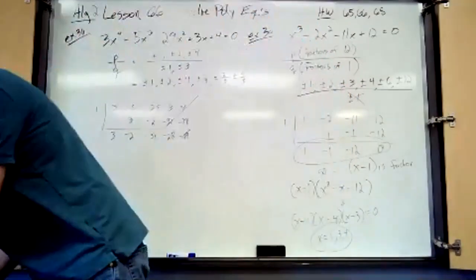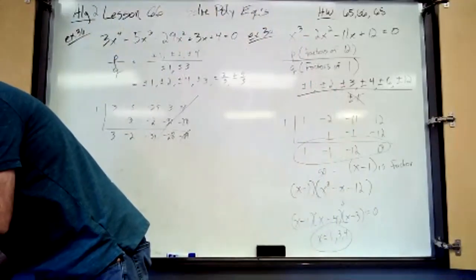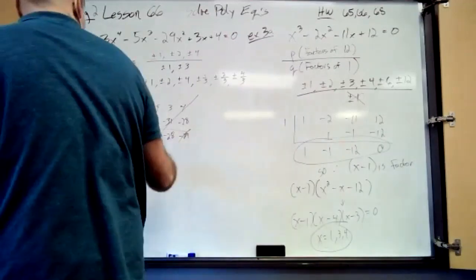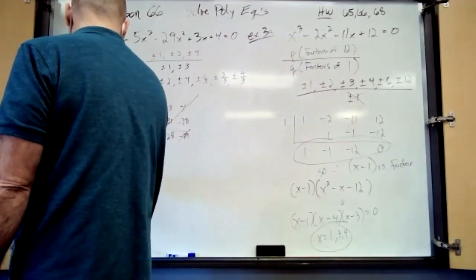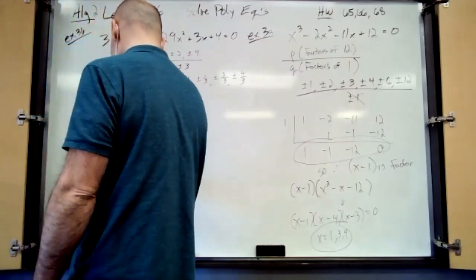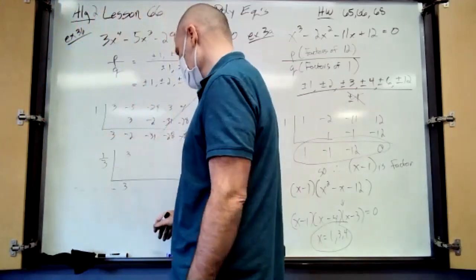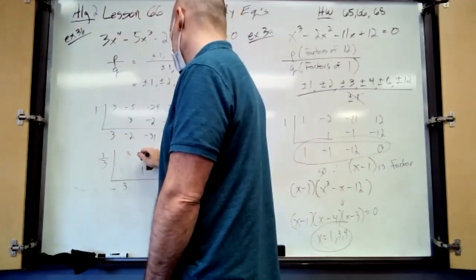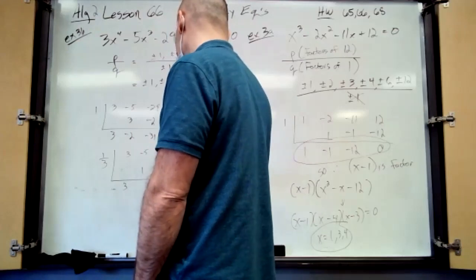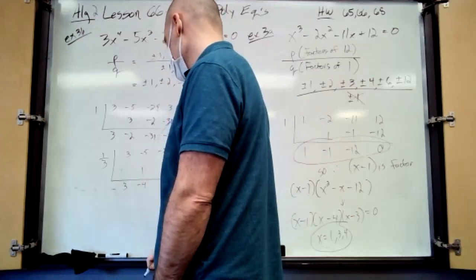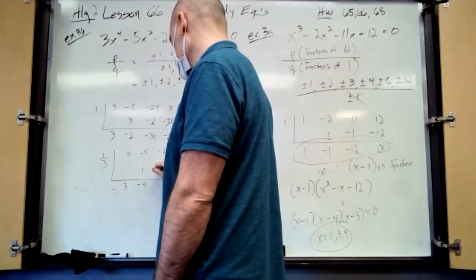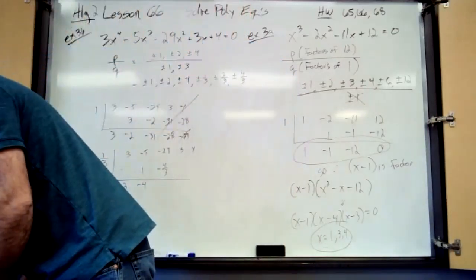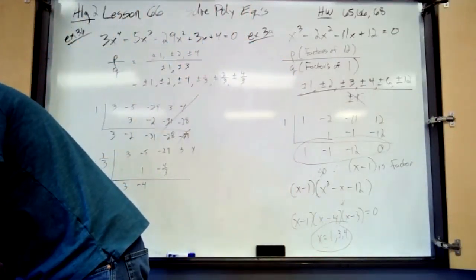Let's try another one. I'm going to try 1/3, okay? So 1/3 goes on the outside, synthetic division. And then we just multiply. 3 times 1/3 is 1. Then you get negative 4. So then you go, negative 4/3 here. Then you have to add those, so you get like 30 and a third, which is crazy ugly.